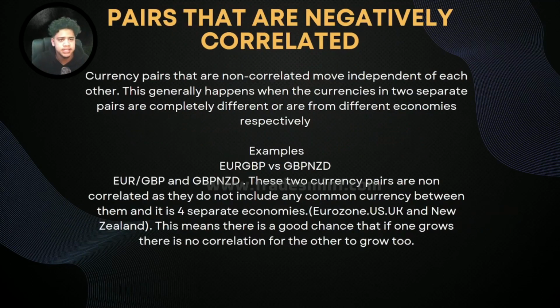Hop to the next slide. The pairs that are not correlated: currency pairs that are non-correlated move independent of each other. This generally happens when the currencies in two separate pairs are completely different or are from different economies. For example, Euro GBP versus GBP NZD. These two currency pairs are non-correlated as they do not include any common currency between them, and they involve separate economies: the Eurozone, the US, the UK and New Zealand. This means that if one grows, there is no correlation for the other to grow too.